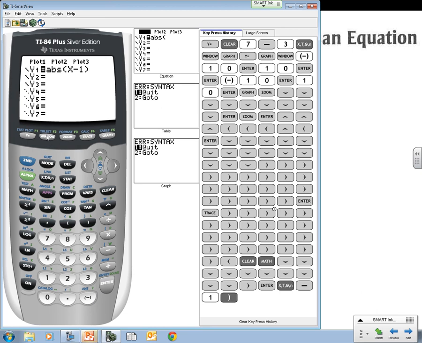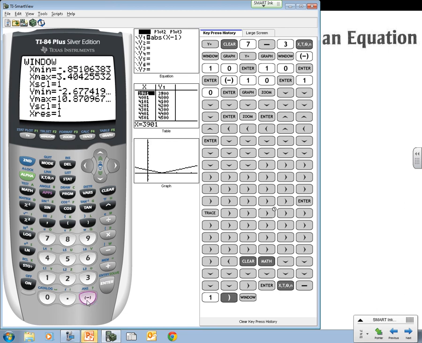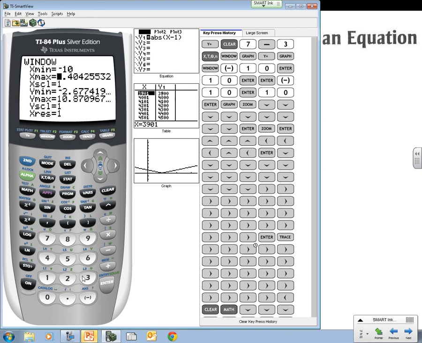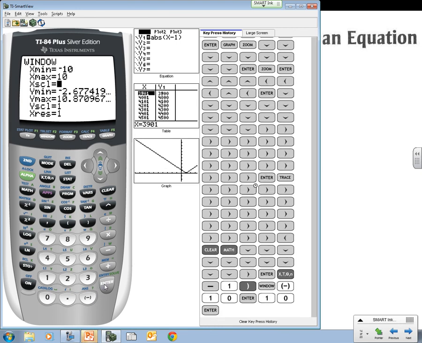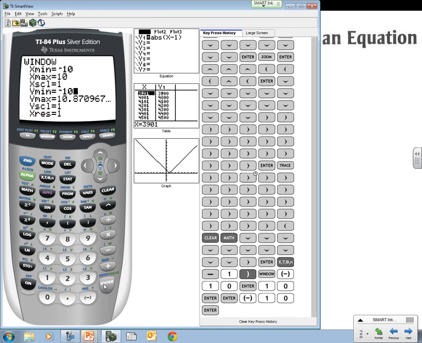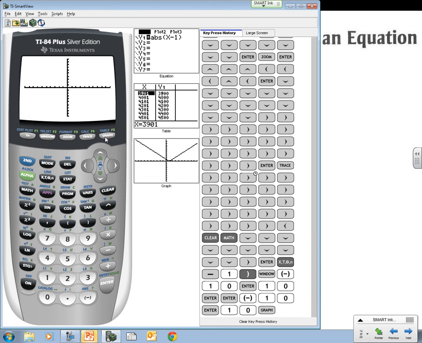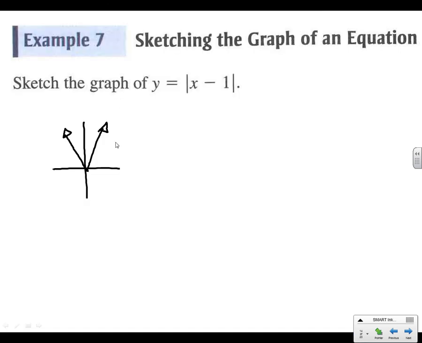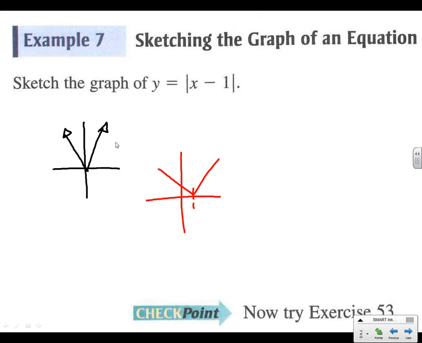And let's check our window. Make sure our window's okay. It's not. Let's go with negative 10 to 10 again. And go ahead and graph it. And that looks pretty good. It's crossing just to the right of the y-axis. So we could sketch this coming in here. And if we zoom in, it is going to hit right at 1. All right, so there's our absolute value graph. Try 53.